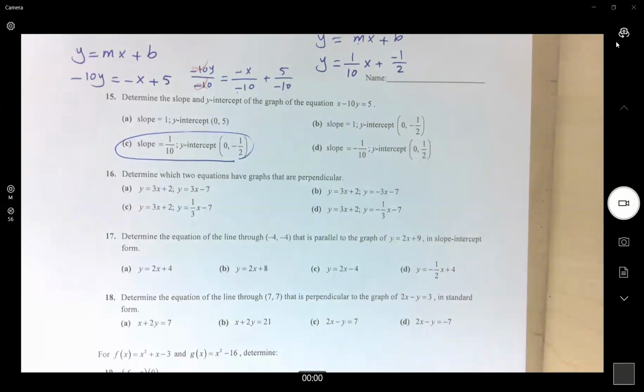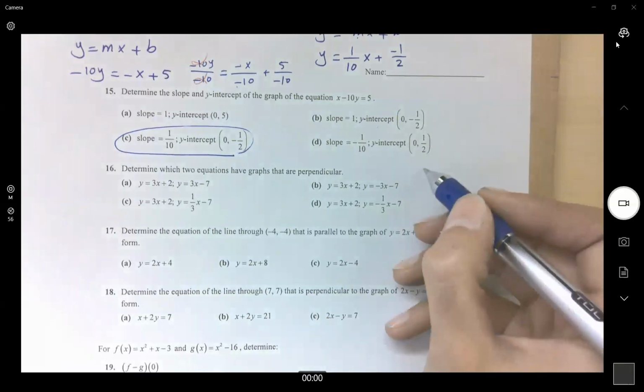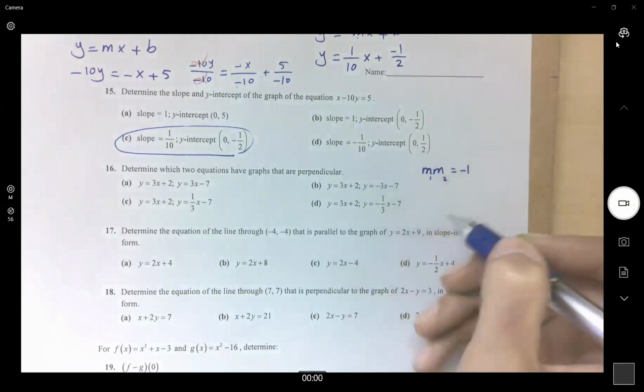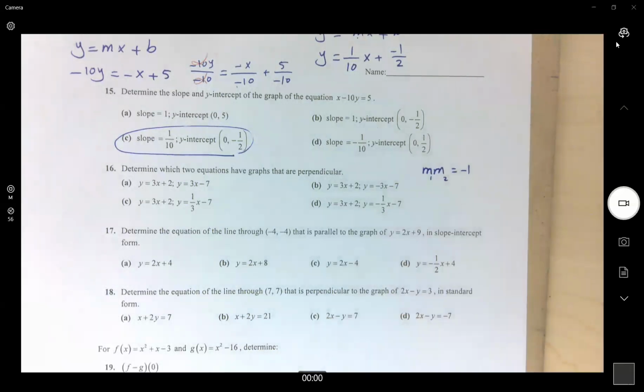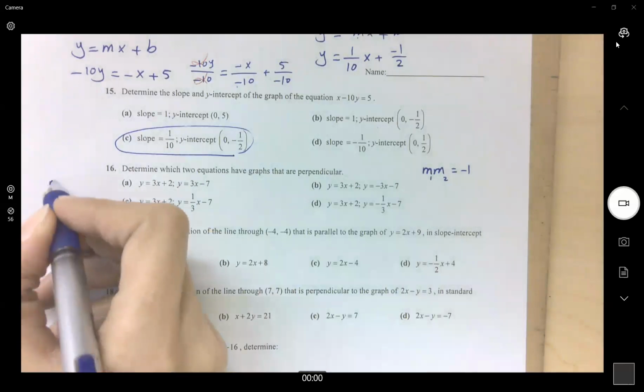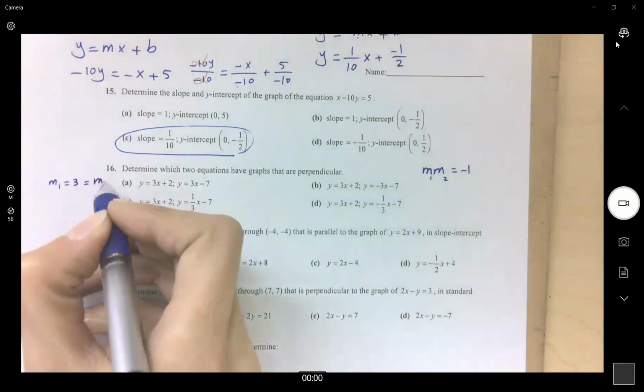Okay, perfect. Question 16. Determine which 2 equations have graphs that are perpendicular to each other. Perpendicular means that if you multiply their slopes, it is equal to -1. So we need to find the slope of the first line, the slope of the second line, and multiply them together. If it's equal to -1, then those lines are perpendicular to each other. So the slope of the first line is 3. The slope of the second line is also 3. They're equal to each other.